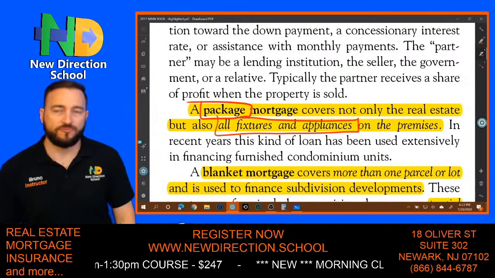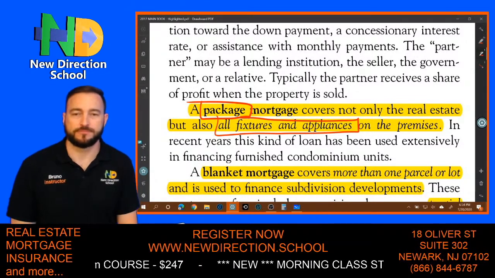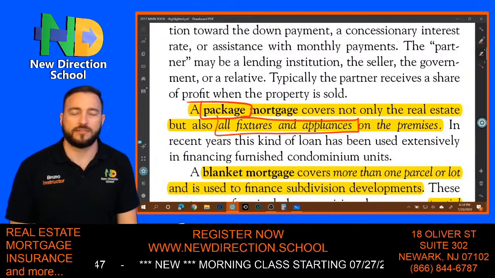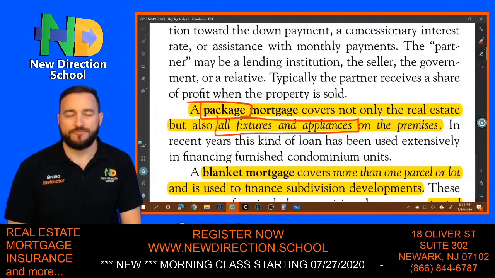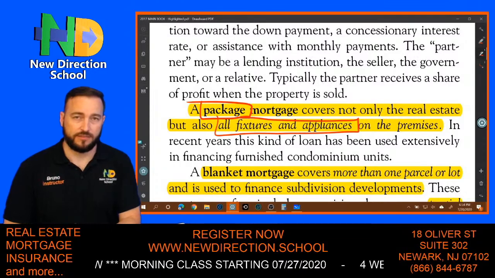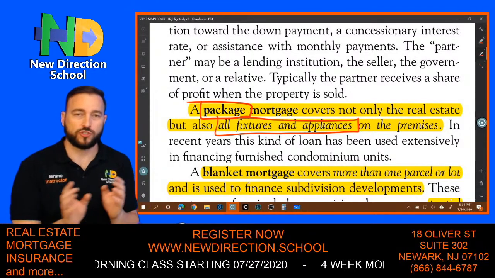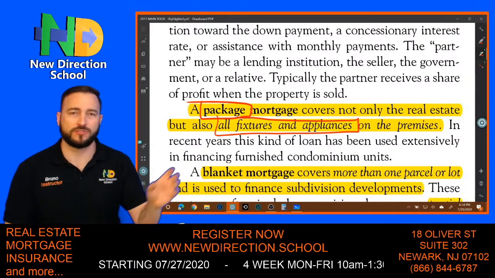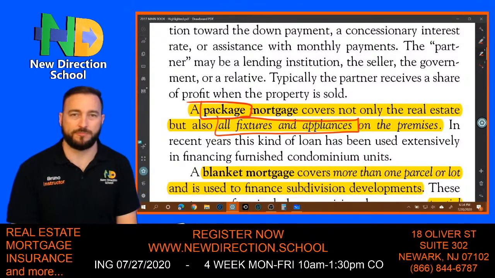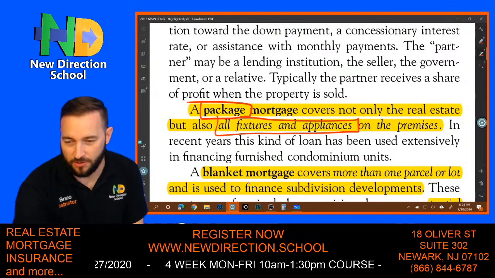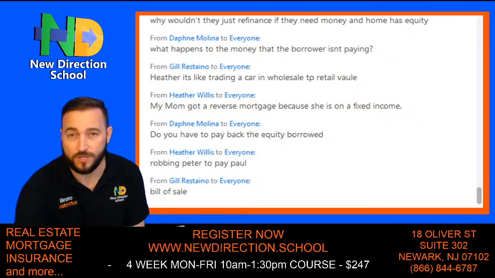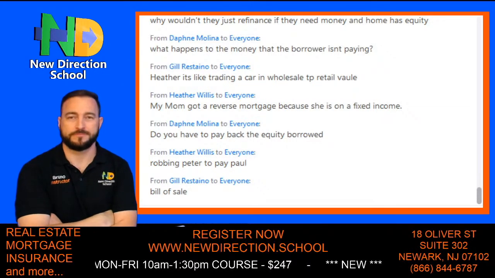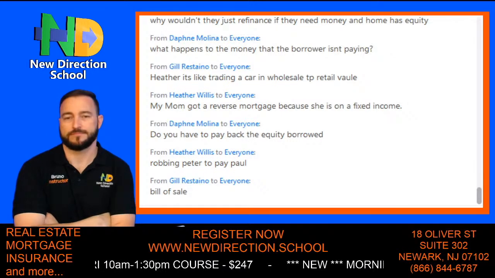So before we move forward, package: house and fixtures. I want you to write in the chat real quick. If there's fixtures and appliances, and then there's a house, which documents do we use for each one? Which documents do we use for the house, and which documents do we use for fixtures and appliances? Gil, you got to put the whole thing. I asked two questions. Which document for the property, which document for the personal property? Appliances, fixtures, and stuff.